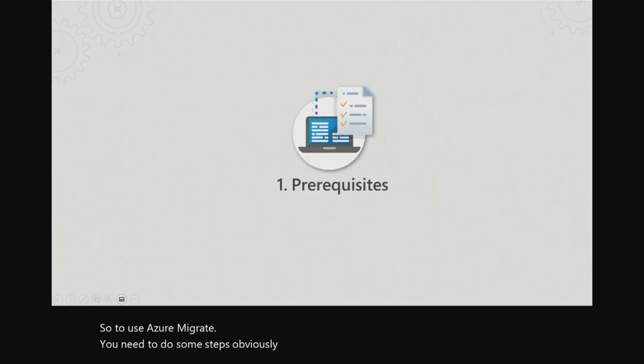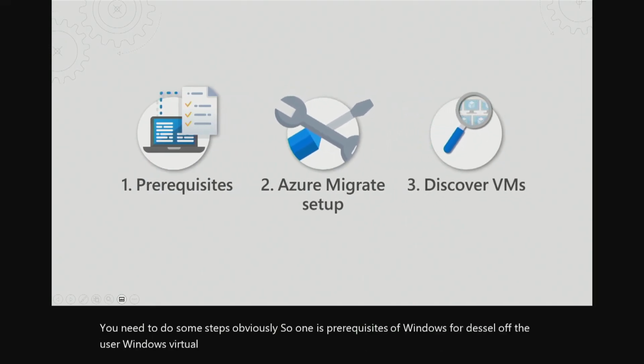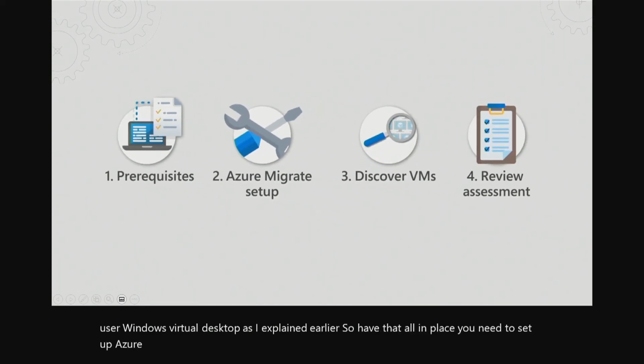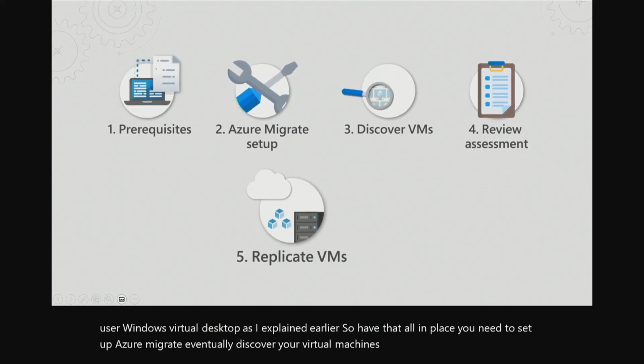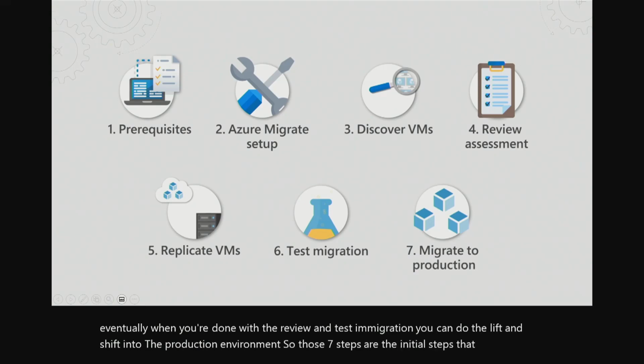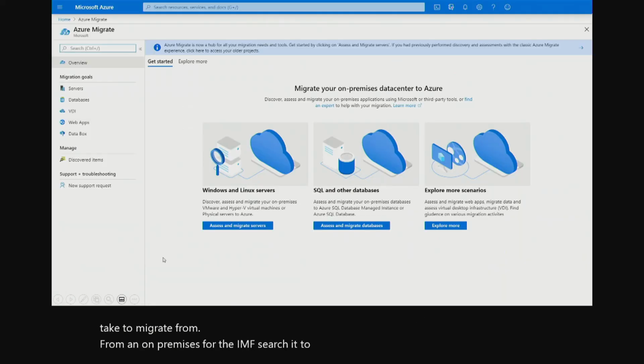So to use Azure Migrate, you need to do some steps, obviously. One is the prerequisites of the use of Windows Virtual Desktop, as I explained earlier. So have that all in place. You need to set up Azure Migrate, eventually discover your virtual machines, review your assessment, and then when you're done with the review and test the migration, you can do the lift and shift into the production environment. So those 7 steps are the initial steps that you need to take to migrate from an on-premises VDI infrastructure to Windows Virtual Desktop.